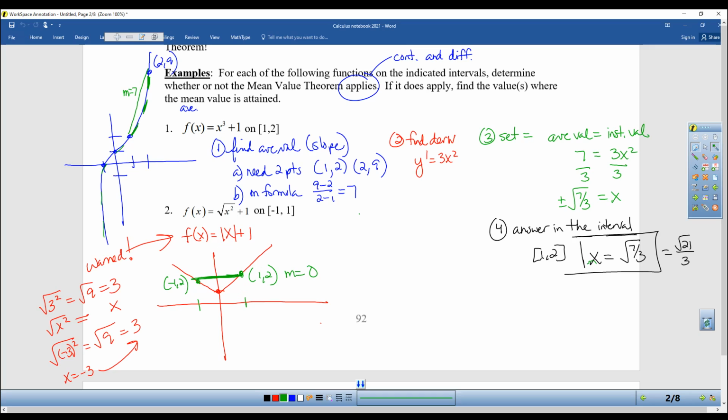We don't know how to take the derivative of an absolute value function. We've never done it because absolute value functions are just lines. You can just see their slope. So there's no reason to learn how to take the derivative of an absolute value function. So what happened on this one? Before you even start, for each of the following functions, determine whether or not the mean value theorem applies. There are 2 things: it has to be continuous and differentiable. Since this is not differentiable at x equals 0, the mean value theorem does not apply.